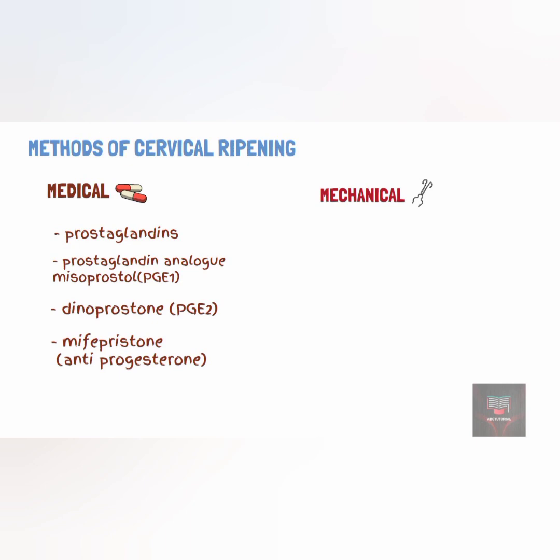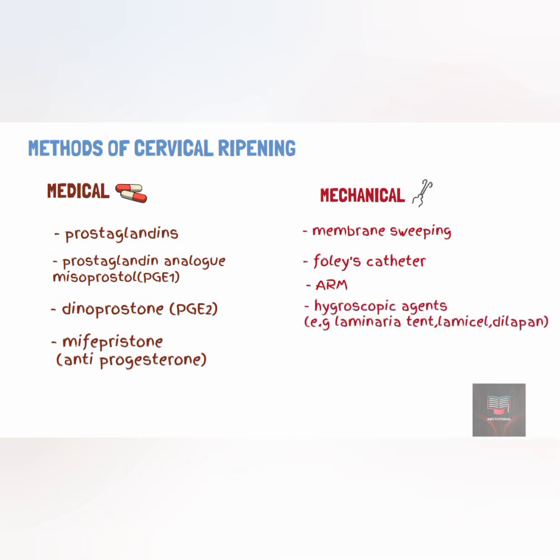Mechanical methods of cervical ripening include membrane sweeping. Foley's catheter can also be inserted. An artificial rupture of membrane can also be done using some instruments such as Amnihook or Kocher's forceps. Hygroscopic agents can also be given, such as laminaria tents, Lamicel, and Dilapan. Also, there are other methods such as sexual intercourse and breast stimulation, which have been postulated to induce cervical ripening.